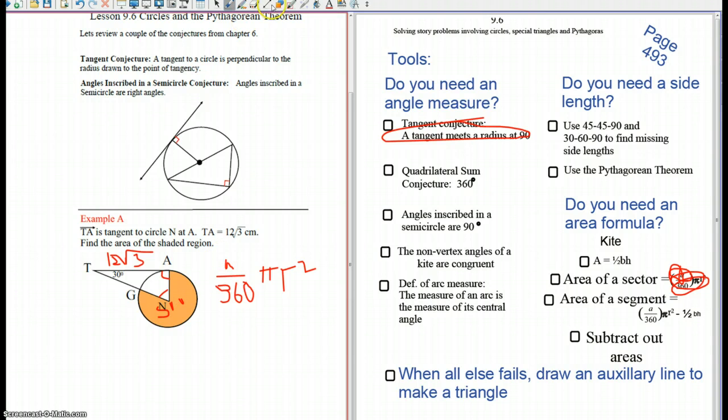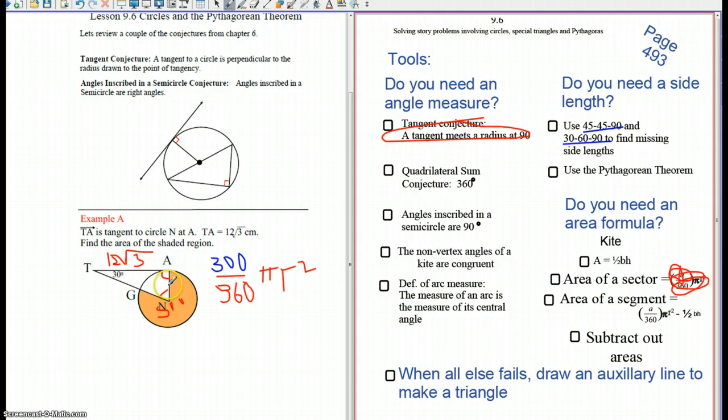I can erase A, and attempt to write the number 300. That was good. 300 where it says angle. That's the shaded part I want. Now I'm still missing a radius, and a radius is a length. So we're going to check to see which of these will be helpful. Do I have a 45, 45, 90 triangle? No. Do I have a 30, 60, 90? Yes, 30, 60, 90. So I'm going to use the rules about the 30, 60, 90, the conjecture.